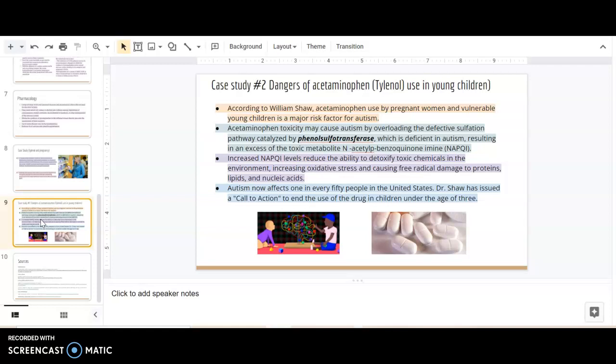N-acetyl-p-benzoquinone imine, or NAPQI. Increased NAPQI levels reduce the ability to detoxify toxic chemicals in the environment, increasing oxidative stress and causing free radical damage to proteins, lipids, and nucleic acids. Autism now affects 1 in every 50 people in the United States. Dr. Shaw has issued a call to action to end the use of the drug in children under the age of 3.